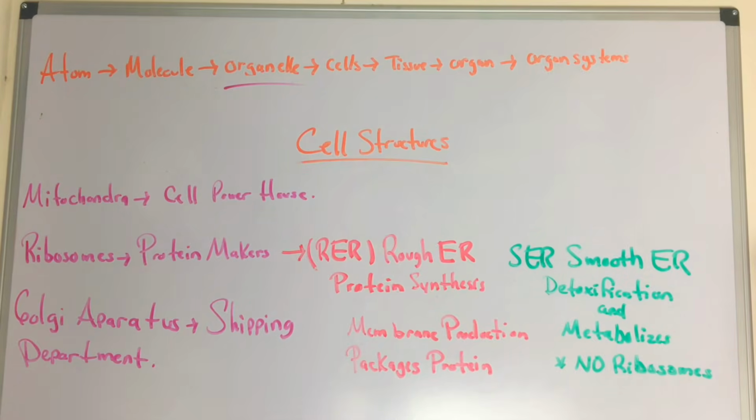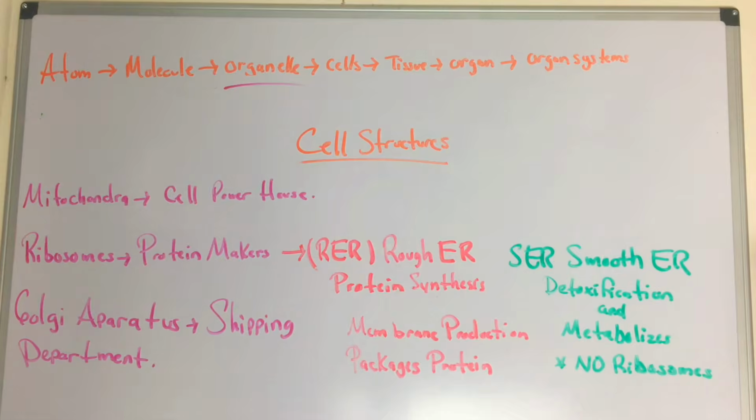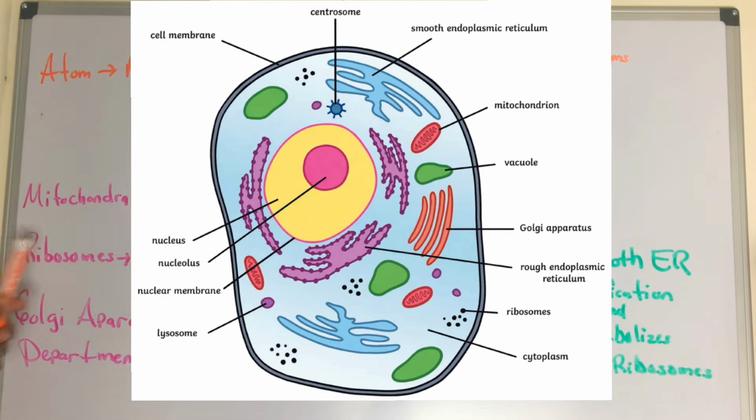Okay, let's start with mitochondria. Mitochondria is the cell's powerhouse. I always think about the mitochondria like a charger to my phone. If I don't have my charger, my phone is pretty much futile because it'll go dead. It's a powerhouse. Ribosomes, they are the ones responsible for making protein.